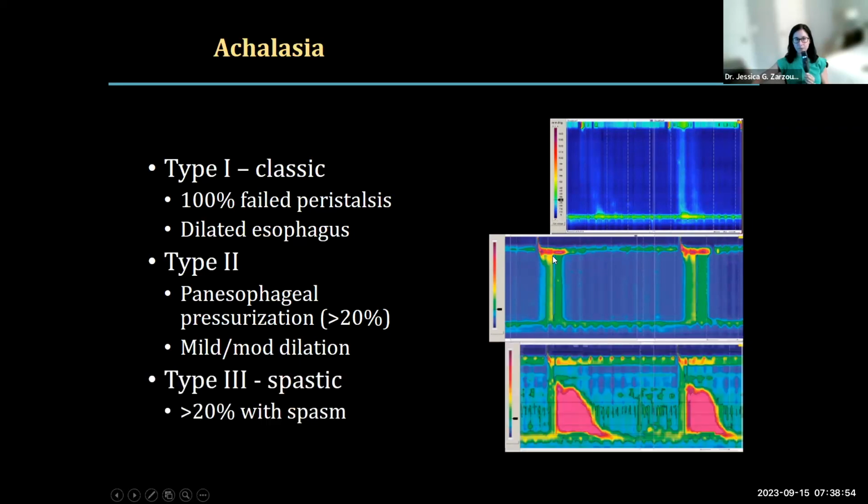With type 3 achalasia, again, as with all types of achalasia, there's going to be no primary peristalsis, and there's going to be failure of the lower esophageal sphincter to relax. But with type 3, we're going to see some tertiary contractions that are pretty high amplitude contractions. And so this is known as spastic achalasia or type 3 achalasia. And these subtypes are important to help direct treatment for these patients.